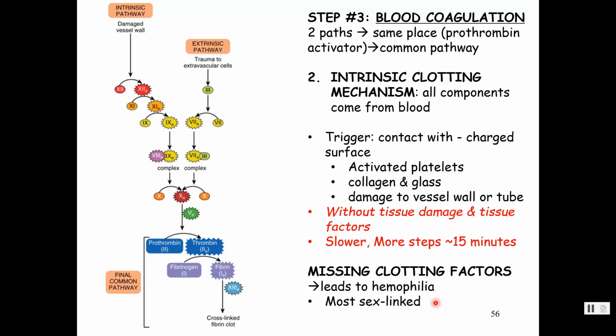Most of these genes, strangely enough, are on the X chromosome. So females have 2 X's, so they would have to inherit 2 bad copies of that gene to be hemophiliac. And males, since they just get 1 bad copy, then they'll have hemophilia. So that's why the majority of hemophiliacs are going to be male.